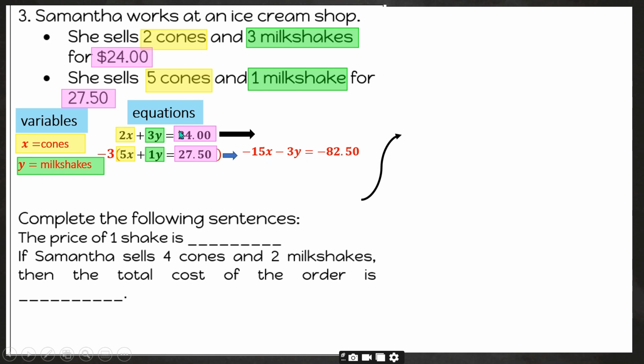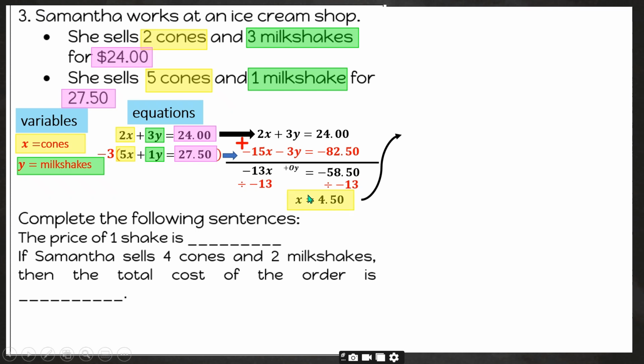I did not have to change that first equation, so I just left it alone at 2x plus 3y is equal to 24. Now I can add these two equations. I get -13x because a positive 2 and a -15 is going to give me -13x. I have a 0y. They've canceled out, been eliminated. And then I end up with -5850. The last step is to divide both sides by the -13. And I find that cones, ice cream cones, at Samantha's ice cream shop cost $4.50 each.